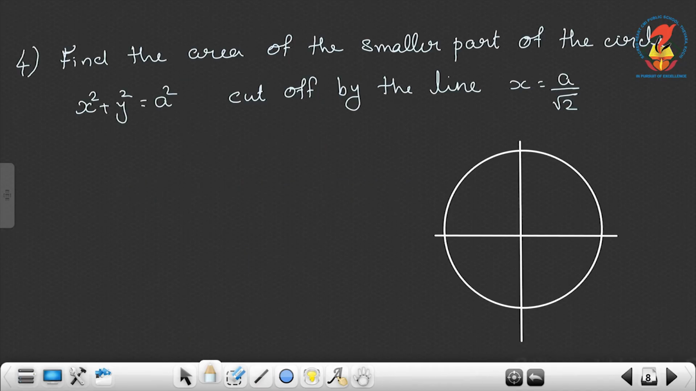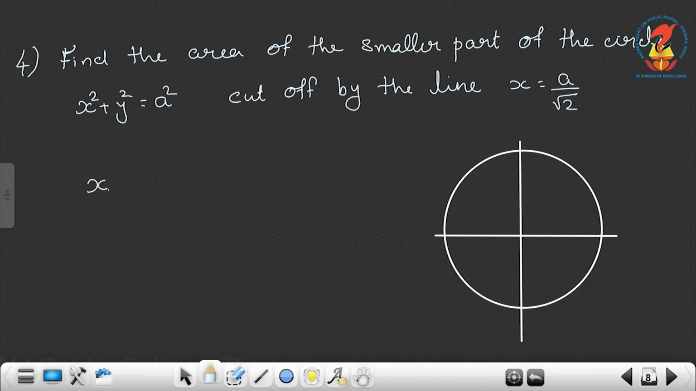Next problem. Find the area of the smaller part of the circle x square plus y square equal to a square cut off by the line x is equal to a by root 2. So, the circle equation is given. What is the standard equation of this circle?